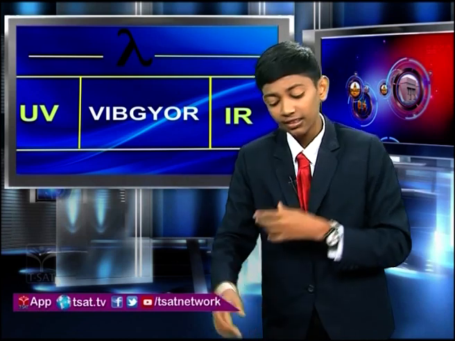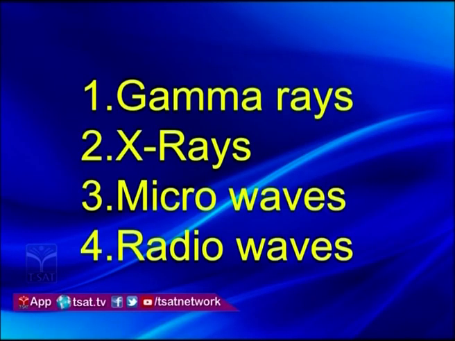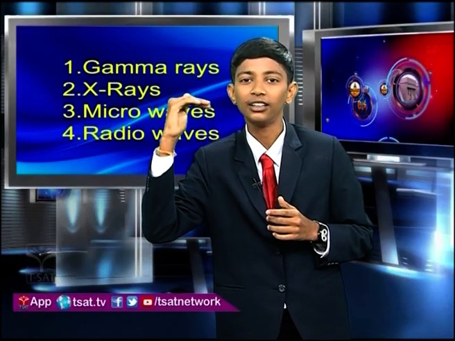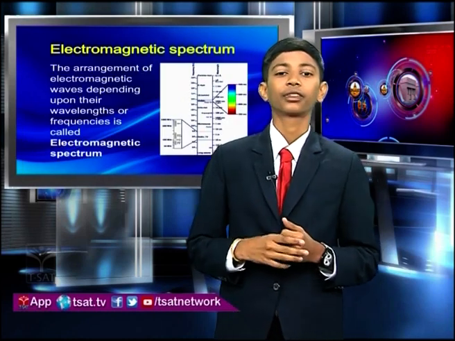Other than these, there are also some other electromagnetic waves. They are gamma rays, X-rays, microwaves and radio waves. If we arrange all these electromagnetic waves in a sequence, depending upon their frequencies or wavelengths, the arrangement we get is called the electromagnetic spectrum.